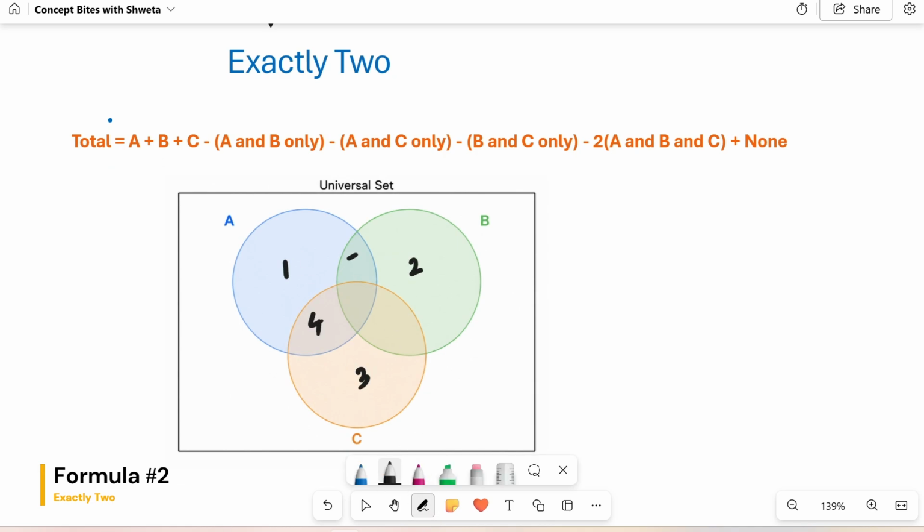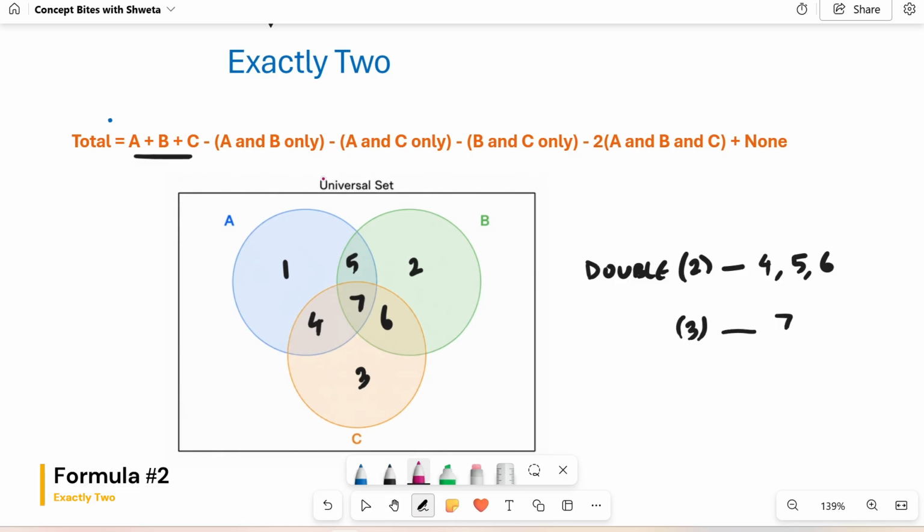You see, the first part remains the same. When you add A, B, C initially, you have double counted some things. That means you've counted some things two times. What were they? 4, 5, 6. And there are some things that you've counted three times. That was region 7. This time, look at how we're subtracting. We say subtract A and B only. That's region 5. A and C only, that's 4. B and C only, that's 6.